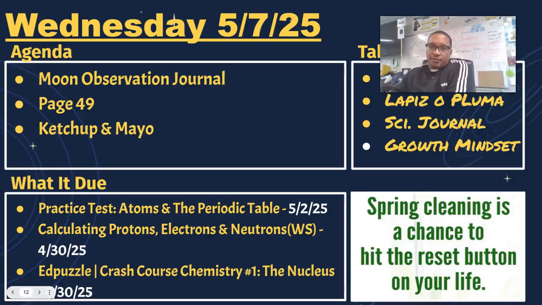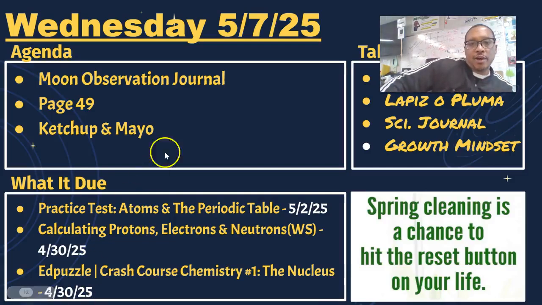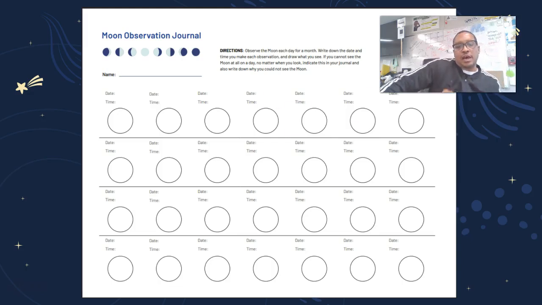It is Wednesday, 5/7. It is an early out day, so let's get right into it. Let's talk about the Moon Observation Journal. Now, off the very top, let me go ahead and pull this up.